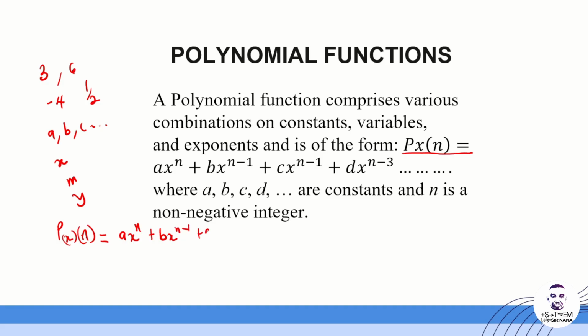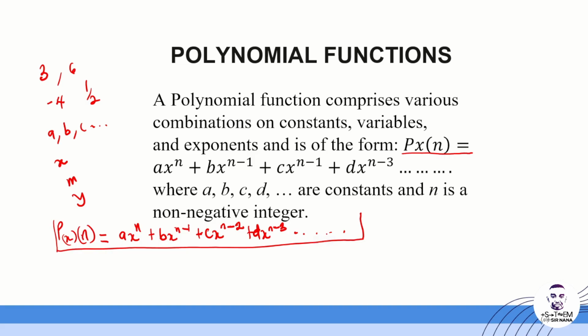And then we move on to c. We have x, and n reduces by 1 again, so we have n minus 2. And then it moves on to d, we have x, then we have n minus 3, until you get to a constant value. So this is the general form of a polynomial function.